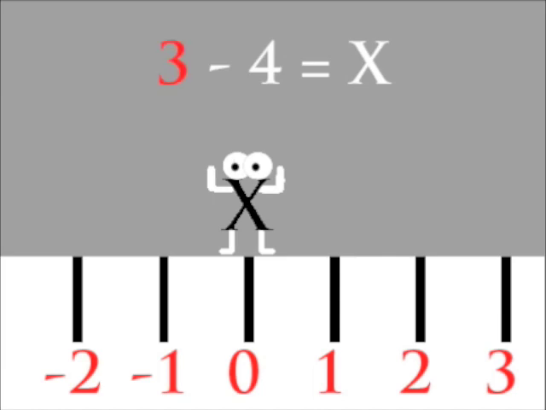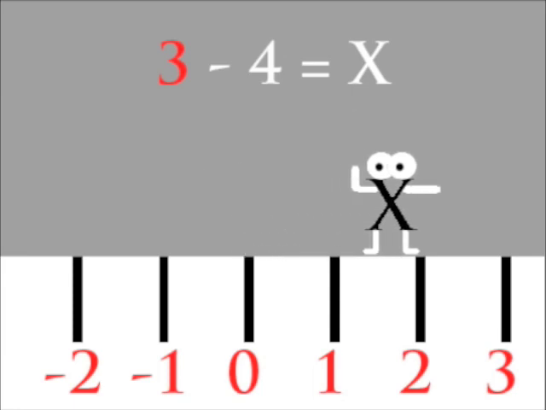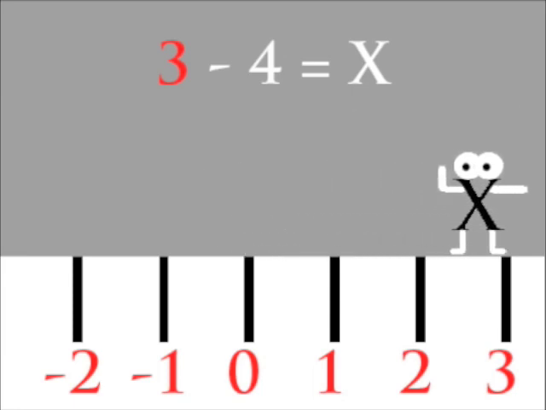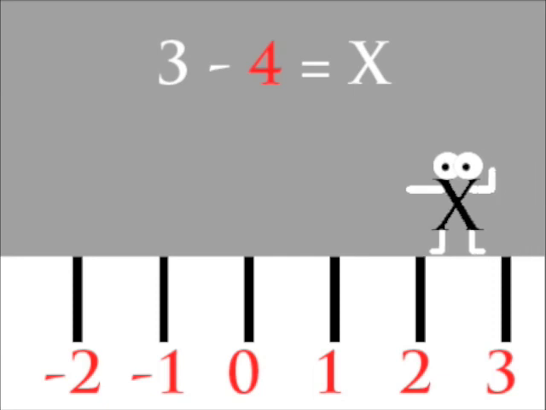For positive 3, we will move in the positive direction or to the right 3 times. 1, 2, 3. For the minus sign, we will move in the negative direction or to the left. We will be moving 4 times.